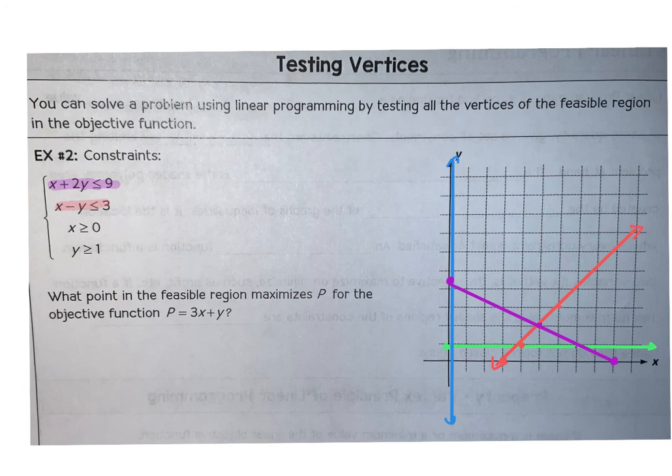So your intercepts here, my x-intercept is going to be just 9. My y-intercept is going to be 9/2. So 4.5 there and 9 down here. So this is 4.5 on my y-axis. This is 9 on my x-axis. I have 2 points.